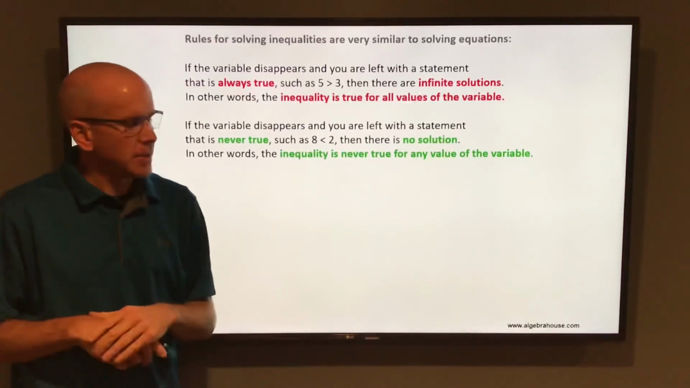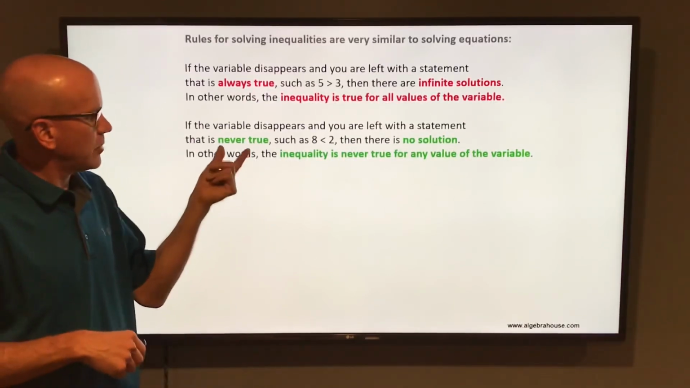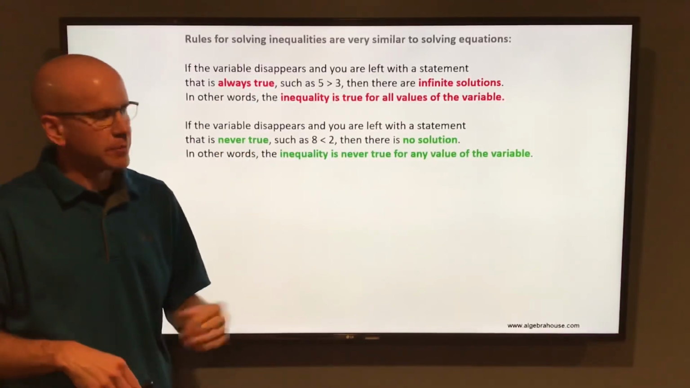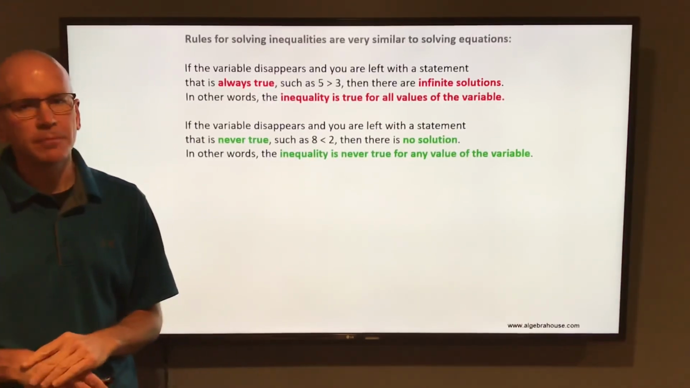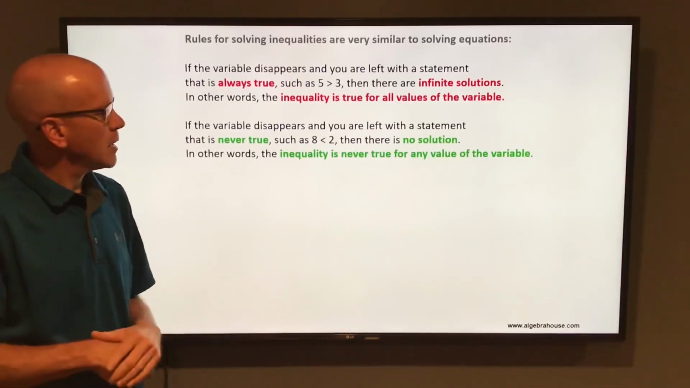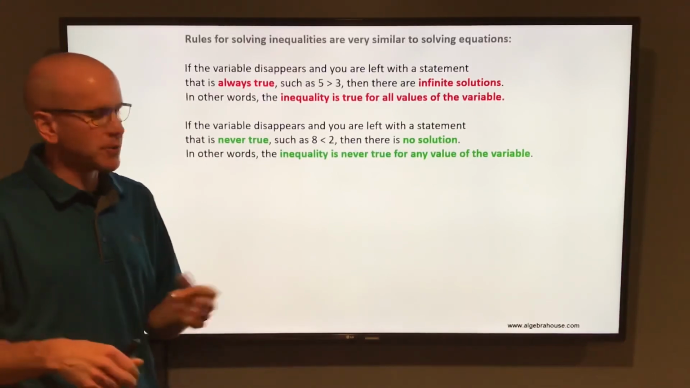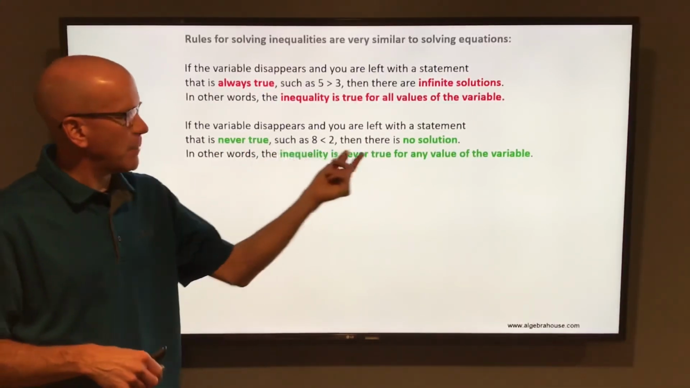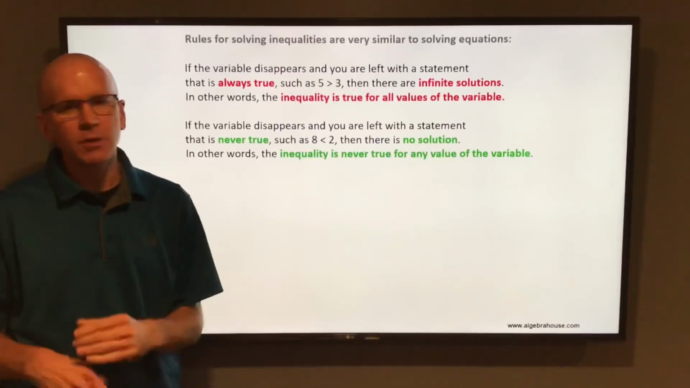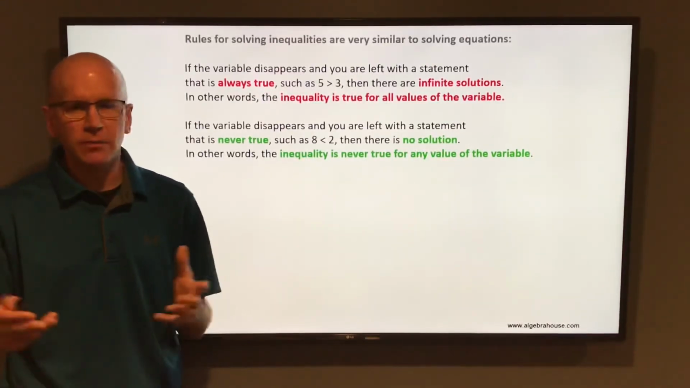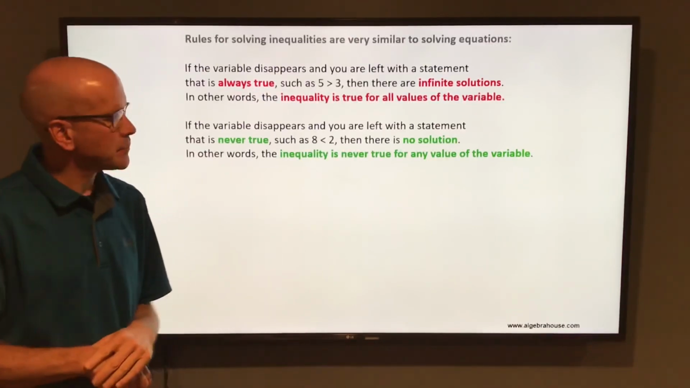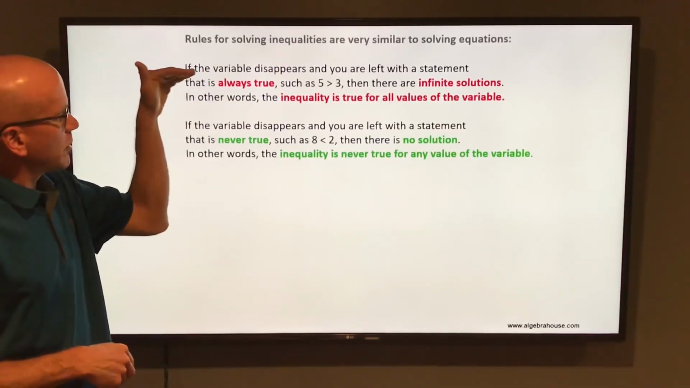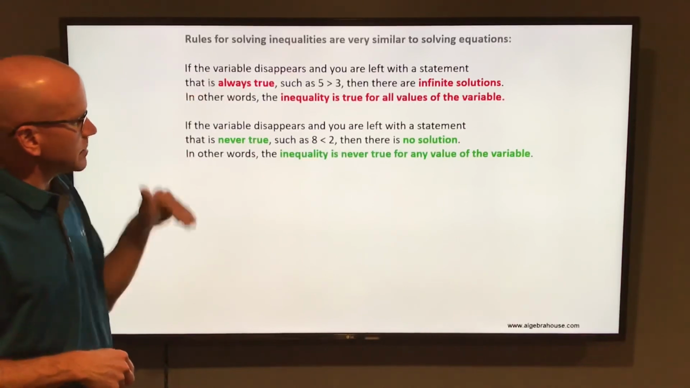Second situation is if the variable disappears and you're left with a statement that is never true, such as 8 is less than 2. 8 is never going to be less than 2. That's a false statement. So if the variable disappears, you're left with a statement that is never true. That means there is no solution. There is no value you can put in for x or the variable you're solving for and have it make a true statement. So if the variable disappears, it's one of these two things.